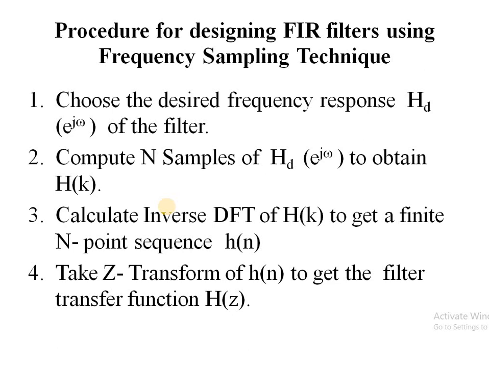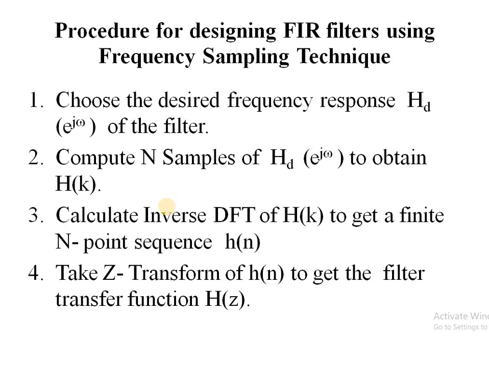In the second step, we need to sample the desired frequency response H_D of e power j omega at N points. The N points are generally given in the design problem. We need to compute all those N samples of H_D of e power j omega by taking omega equal to omega k, that is, 2 pi k by N, where k takes all the values from 0 to N minus 1, and we shall represent this as H of k. H of k is nothing but the sampled version of H_D of e power j omega with omega values equal to 2 pi k by N.